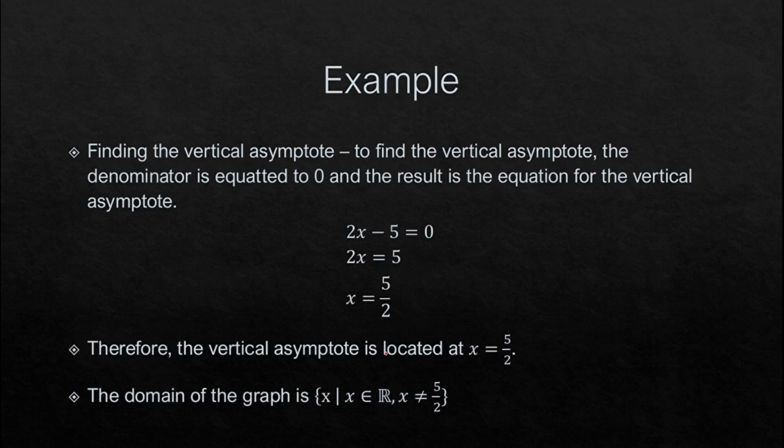The domain of the graph is x, the elements of all real numbers where x is not equal to 5 over 2. So, sabi sa inyo last time, the domain of the graph is every x value except the vertical asymptote. Kasi sinabi last time na kanina lang na the asymptotes is where the domain does not lie, kung saan hindi located ang domain ng rational function.